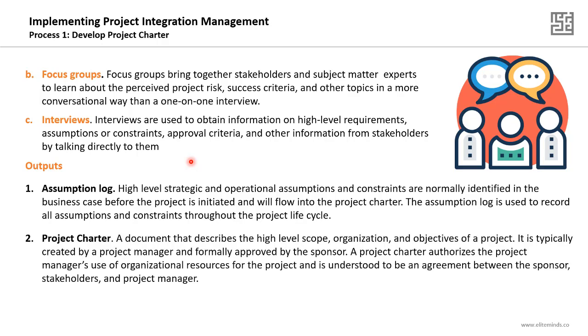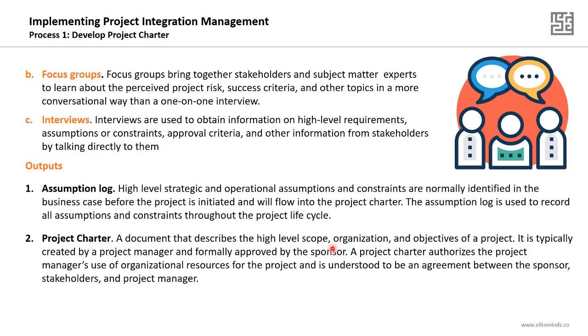The second output, the key output, is the project charter. The definition of this project document is that it describes the high-level scope of the project, the organization structure, and the objectives of the project. It's typically created by the project manager and formally approved by the sponsor. Okay, so typically it's created by the project manager and it should be signed or approved by the project sponsor. In some situations, the project charter might be created even before the project manager is assigned. That's fine. But in most cases, it's the project manager's responsibility to develop the project charter.